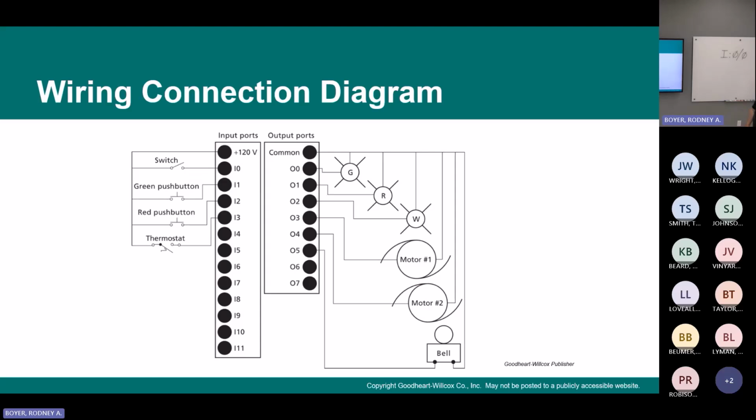That is an example wiring diagram. Pretend that plus 120 volts is actually plus 24 volt DC. Then your outputs, if it's a relay output, can be 24 or 120.